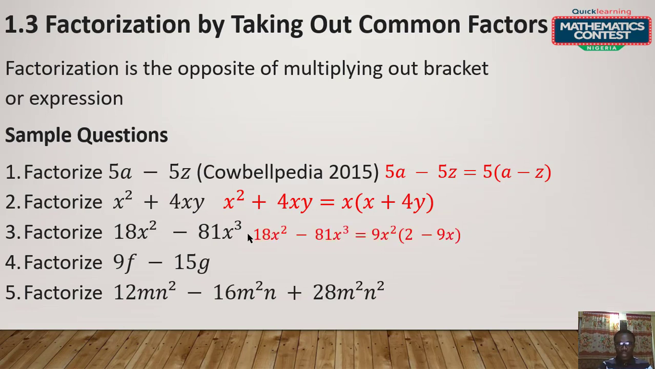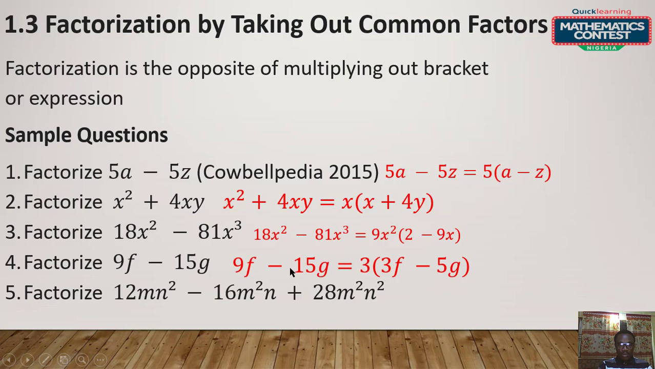So what will be left here for the first one? If I pull out 9x squared, what will be left is 2. Then for the second one, if I pull out 9x squared, what will be left is 9x. Such that if we expand this, 9x squared times 2 will get 18x squared. Then 9x squared times 9x will have 81x cubed. So that's just how to factorize.